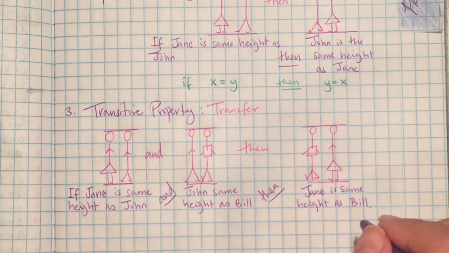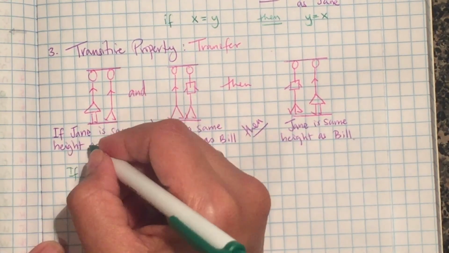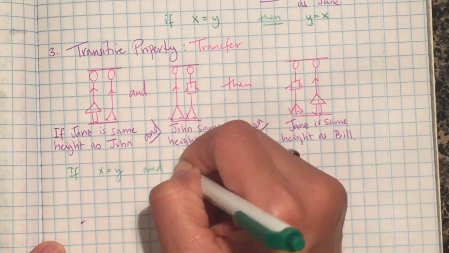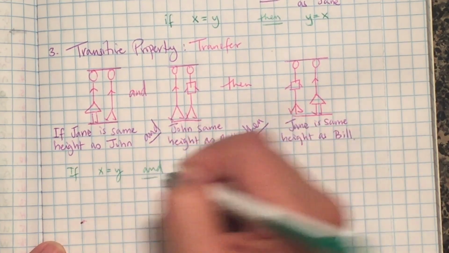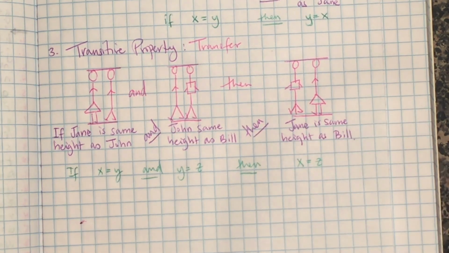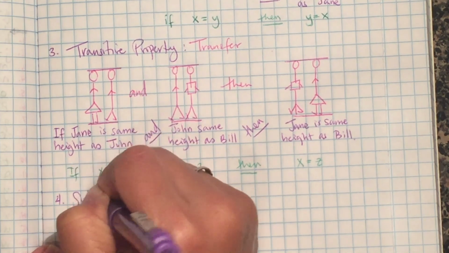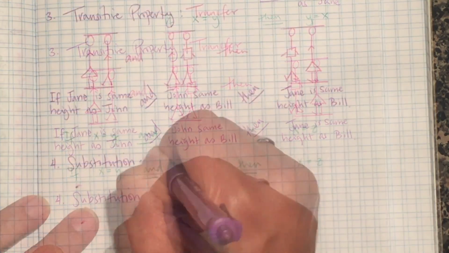So algebraically speaking, we can say if x is equal to y and y is equal to z, then x is also equal to z. That's just a transfer. And the final one we're going to take a look at is substitution. Now it's easy. It just means substituting.